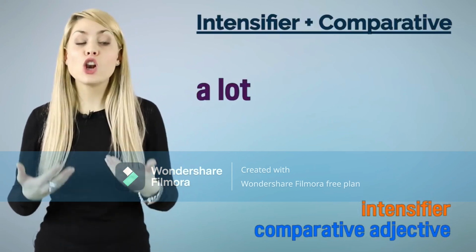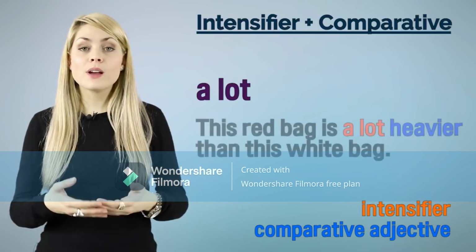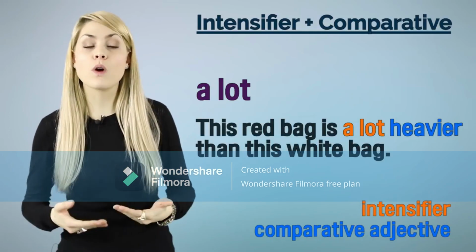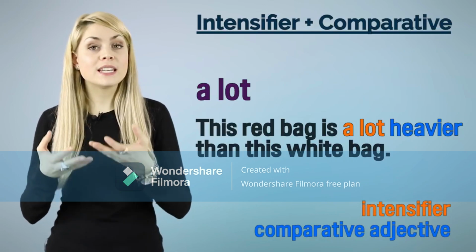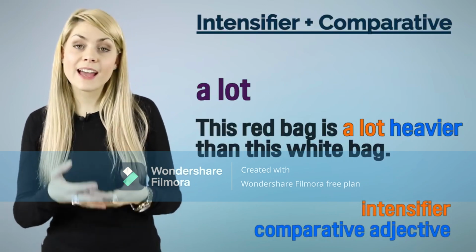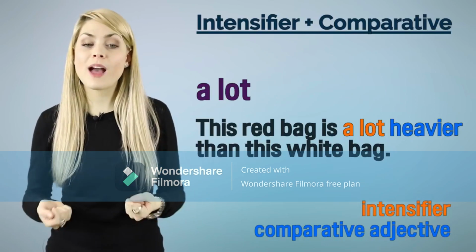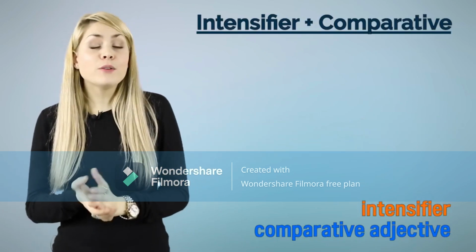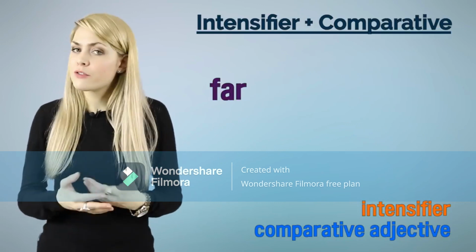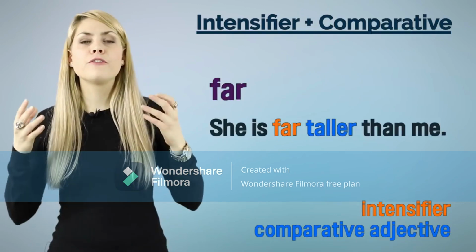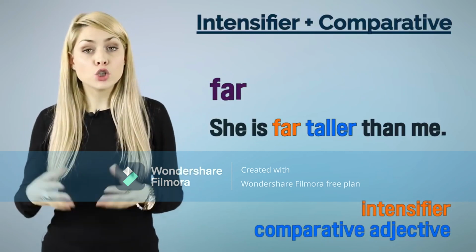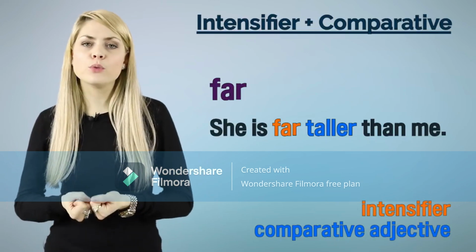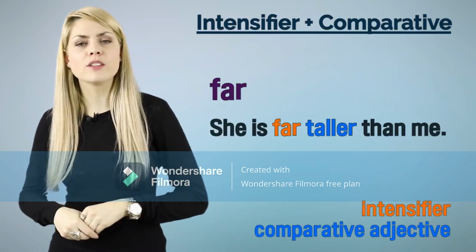We also use a lot. For example, this red bag is a lot heavier than this white bag. Heavier is the comparative form of the adjective heavy, and we make it even more powerful with a lot heavier. And we also use far. For example, she is far taller than me. Taller is the comparative of tall. We make it more powerful with far, far taller than me.